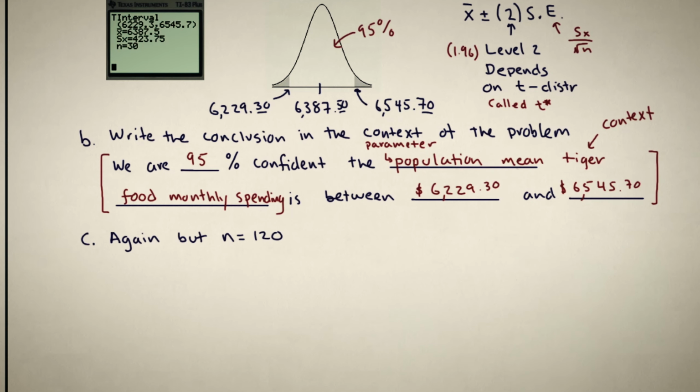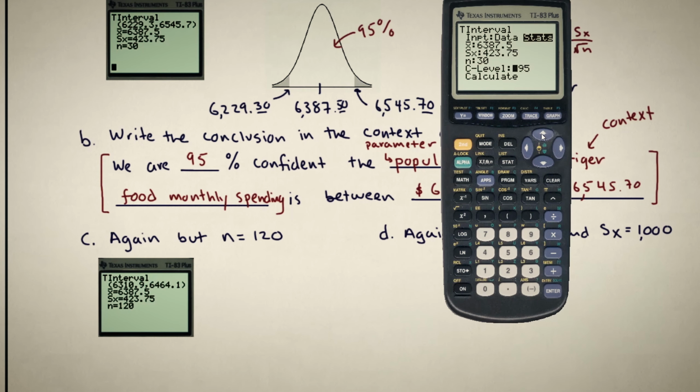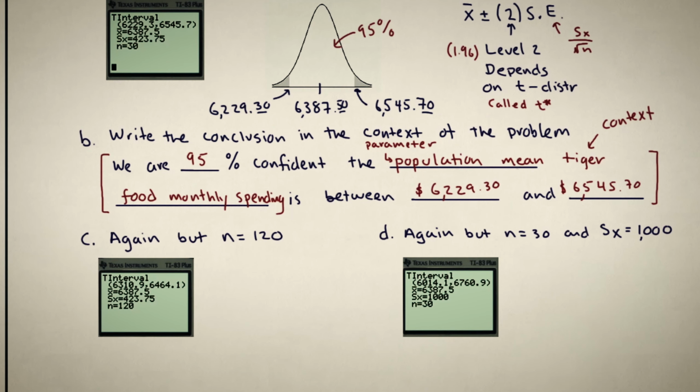I'm going to repeat this problem. I'm just going to change some of the variables so that we can see how useful this information is. The width of the original interval, I got $316.40 difference between these two. So I feel like our prediction was pretty good.